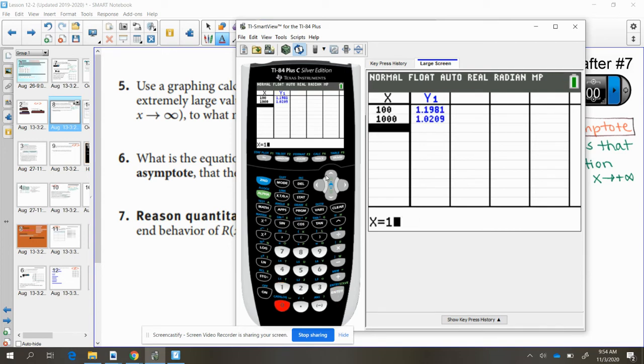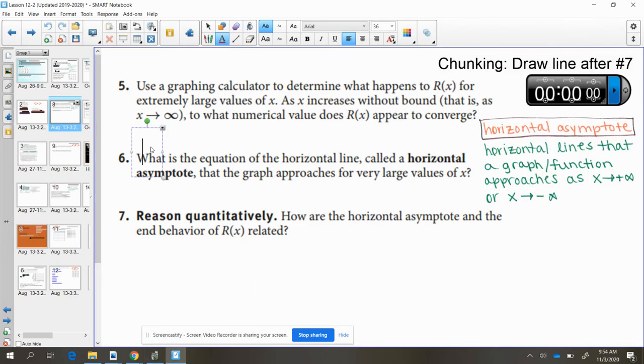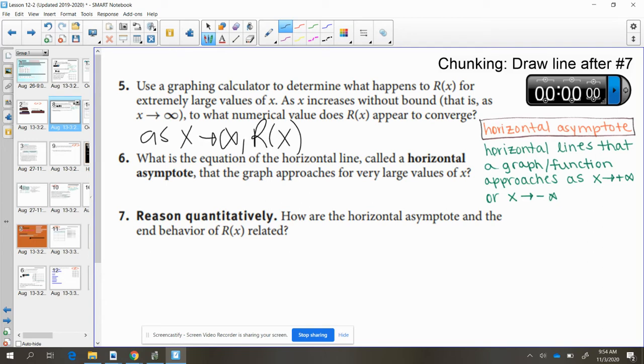So choosing what we want to type in. What we're noticing is that the larger the values we are typing in, the closer it appears that it is approaching 1. So as x is approaching infinity, it appears that the function r of x is approaching 1, aka a horizontal asymptote at y equals 1, since it is a horizontal line, it will be y equals there.